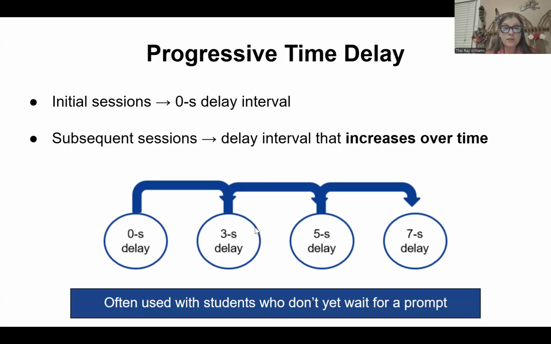Another thing to remember is that progressive time delay is a really good strategy to use for those students who don't yet have a wait response. So you could use progressive time delay, and this could be part of your wait training.